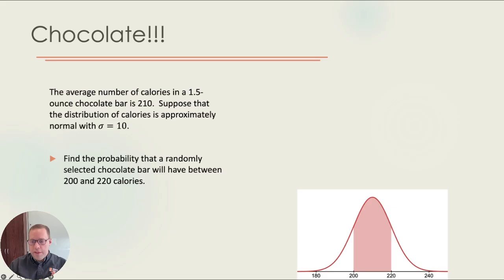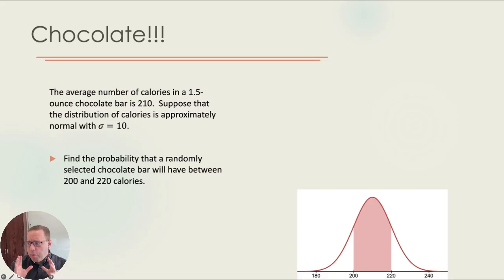All right, so first of all, down at the bottom, you can see the graph showing what we're looking at. Here's the normal distribution with an average of 210 and a standard deviation of 10. And then I've shaded in the area between 200 and 220. That's the area or the probability that we are looking for.